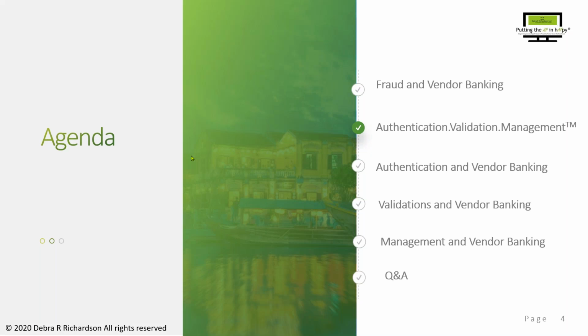Looking at the agenda, we're first going to look at fraud in vendor banking. Then we'll talk about my authentication, validation, management proprietary process to avoid fraudulent payments in the vendor setup and maintenance process. Then we'll take a look at each separately and how you can use those sections to help in the collection of vendor banking so that you can avoid fraudulent payments. And then we'll end up with a Q&A session.